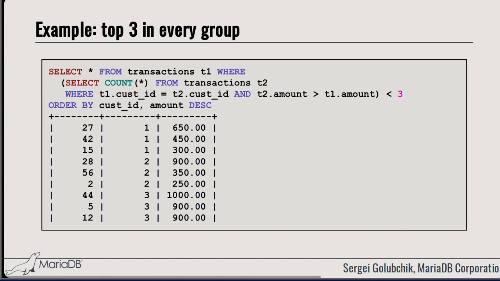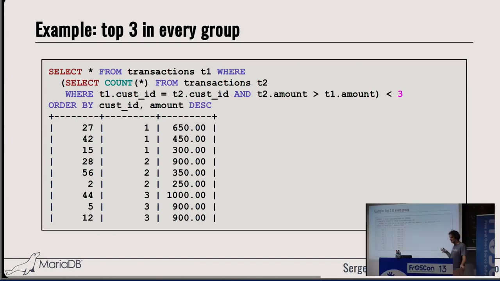And to do this, it's not quite easy to do in SQL, so there's some trick. Say we have all transactions for some customer, and we sorted them by the transaction size. The largest transaction will be on the top. The second largest transaction will be just one transaction above it. For the third transaction, it will be two transactions above it. And this is the trick we'll be using here.